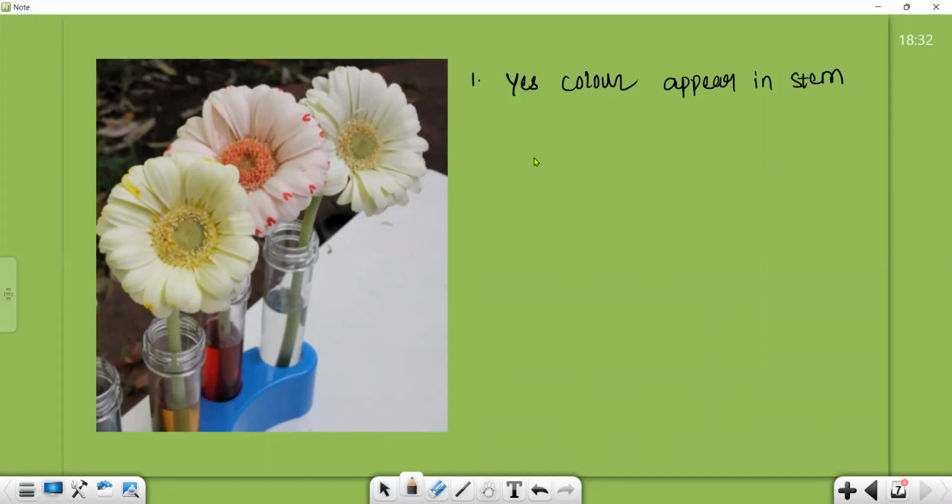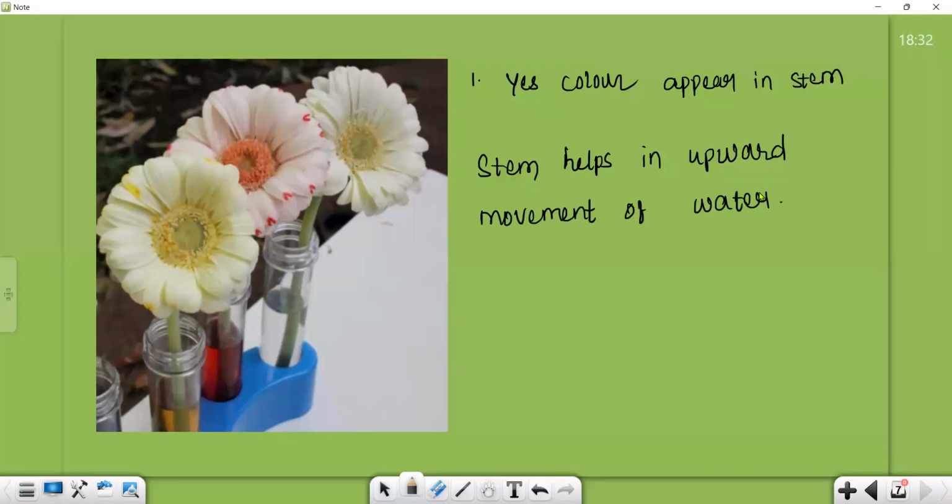So from this activity, what can we prove? Stem helps in upward movement of water. Okay.